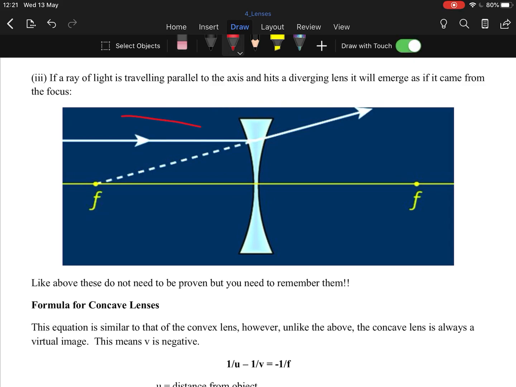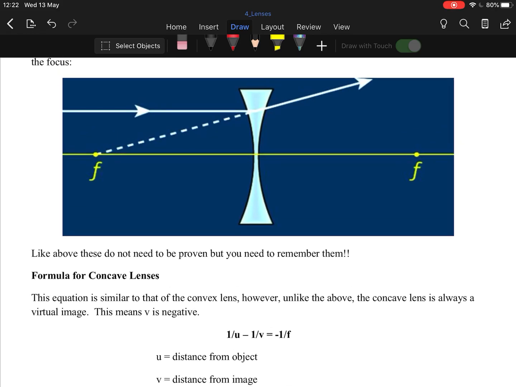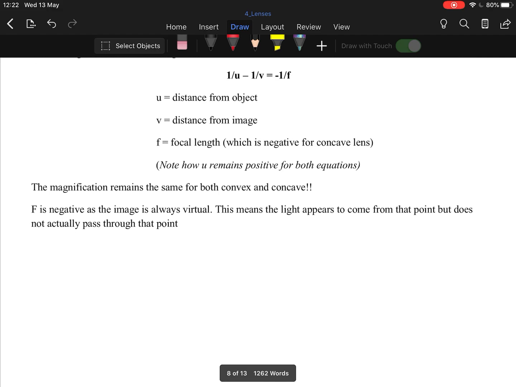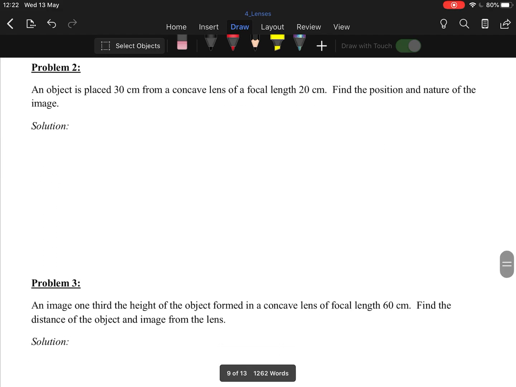Okay, so if it goes towards the focal point, it'll hit and come out parallel. If it goes in parallel, it'll come out as if it came from the focal point. Therefore, it's a minus u, a minus v and a minus f, because the v is always on the wrong side and it's always going through the wrong focal point. And the magnification is the same.